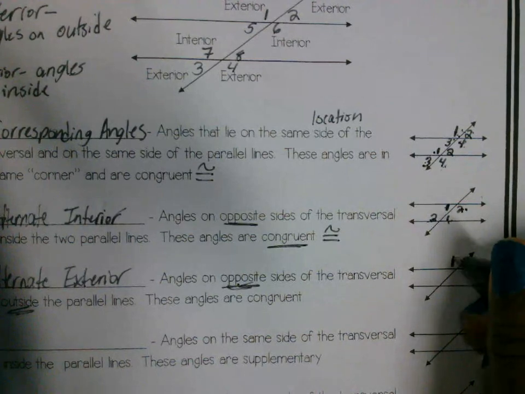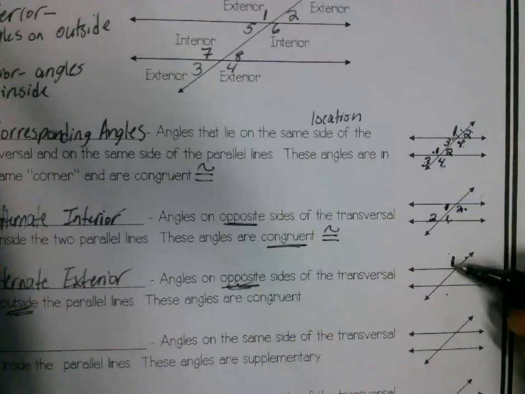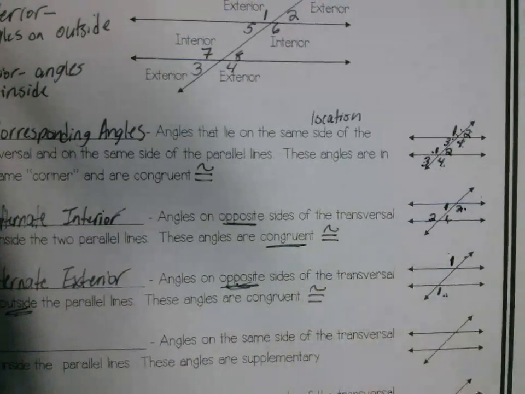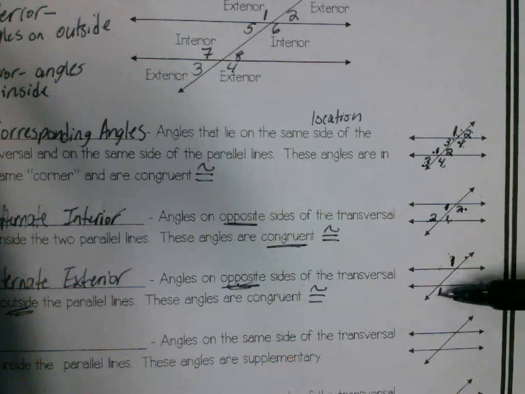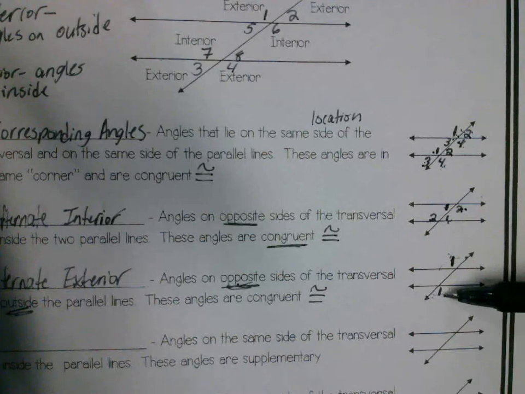This angle right here is on the outside. This angle is on the outside. These two angles are both on the outside, but on opposite ends. One's on the top, one's on the bottom. One's on the left, one is on the right. They are congruent. That means if this angle is 120 degrees, this angle is 120 degrees. If this angle is 150 degrees, this angle is 150 degrees. They are alternate exterior angles on opposite ends on the outside of the lines.